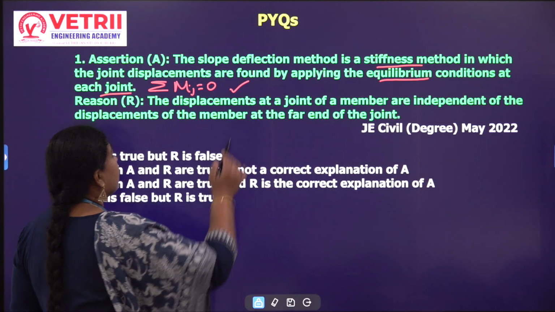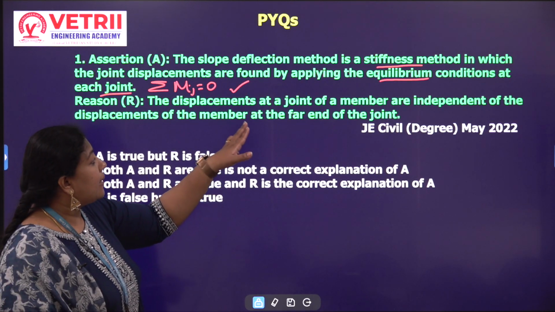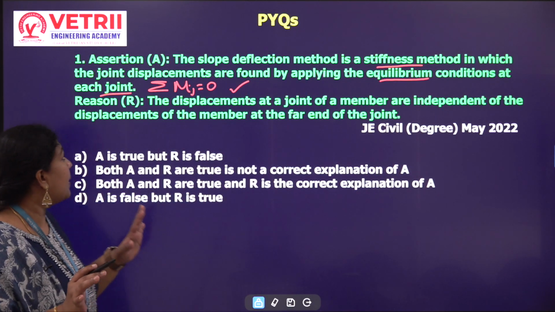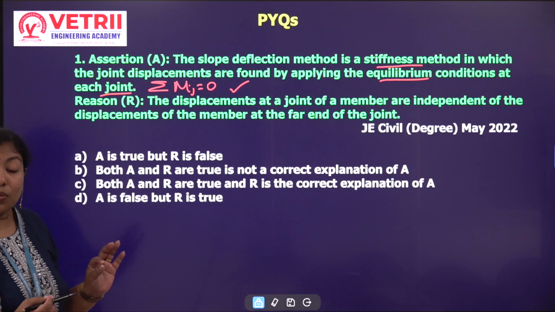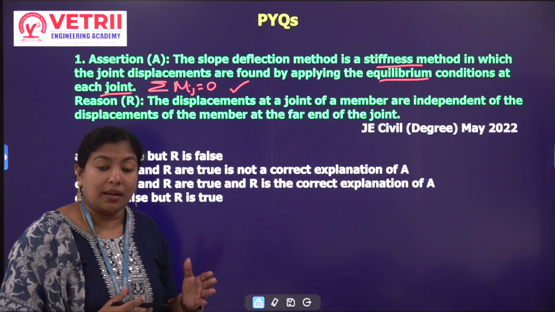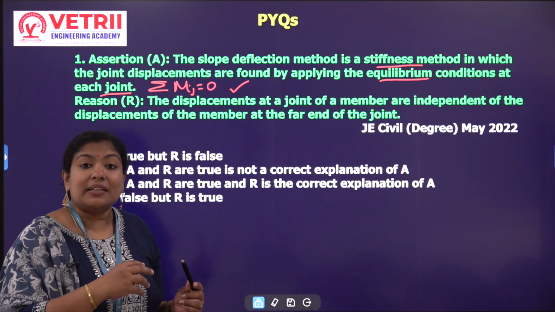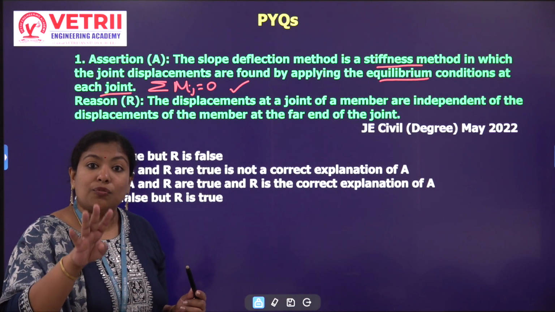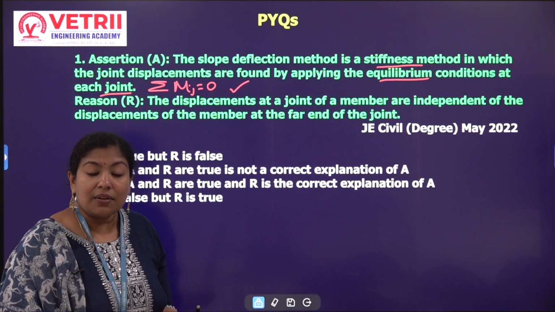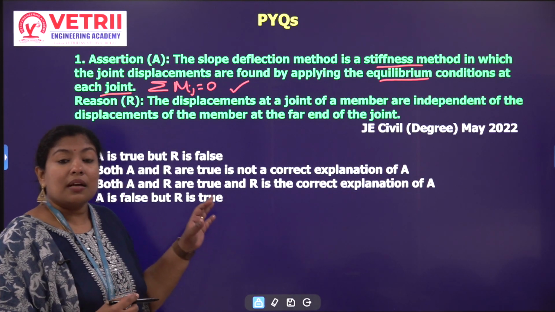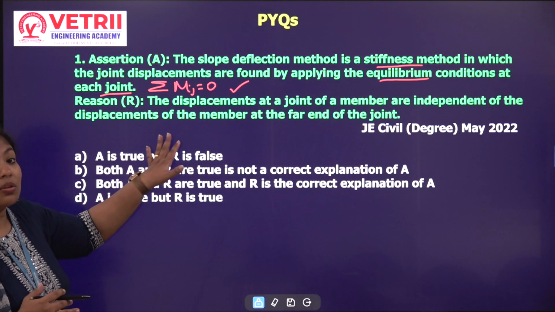Then the second one, the reason: the displacement at a joint of a member is independent of the displacement of the member at the far end. So if I give a displacement at one end, at the far end it is independent. We took the terms separately. I told you 4 terms are there: rotation at A alone, rotation at B alone, sinking of support, and fixed end moment. So it is independent of the other end. We take them separately. So this is also correct.